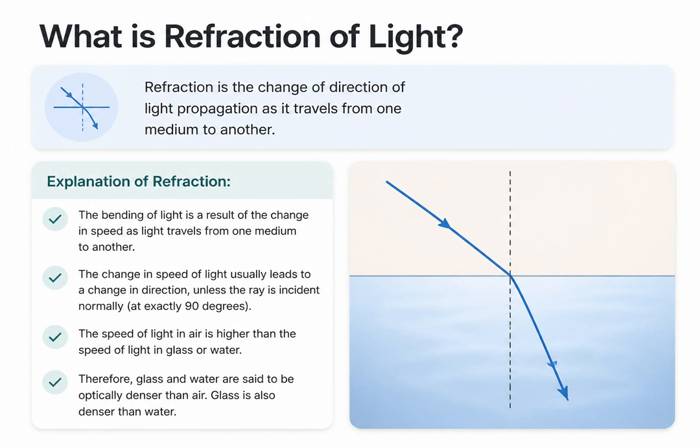But why does it bend? The bending is actually a result of a change in speed. When light moves from air into water or glass, it slows down. Because the speed of light in air is higher than in glass or water, we say that glass and water are optically denser than air. This change in speed causes the light ray to pivot or bend unless it hits the boundary perfectly straight on.